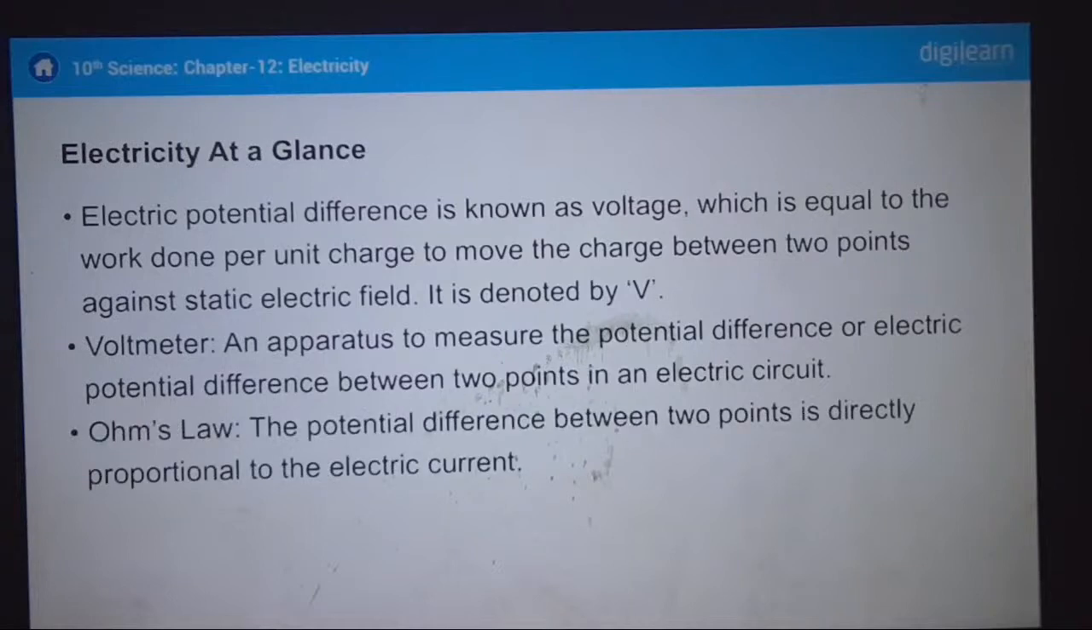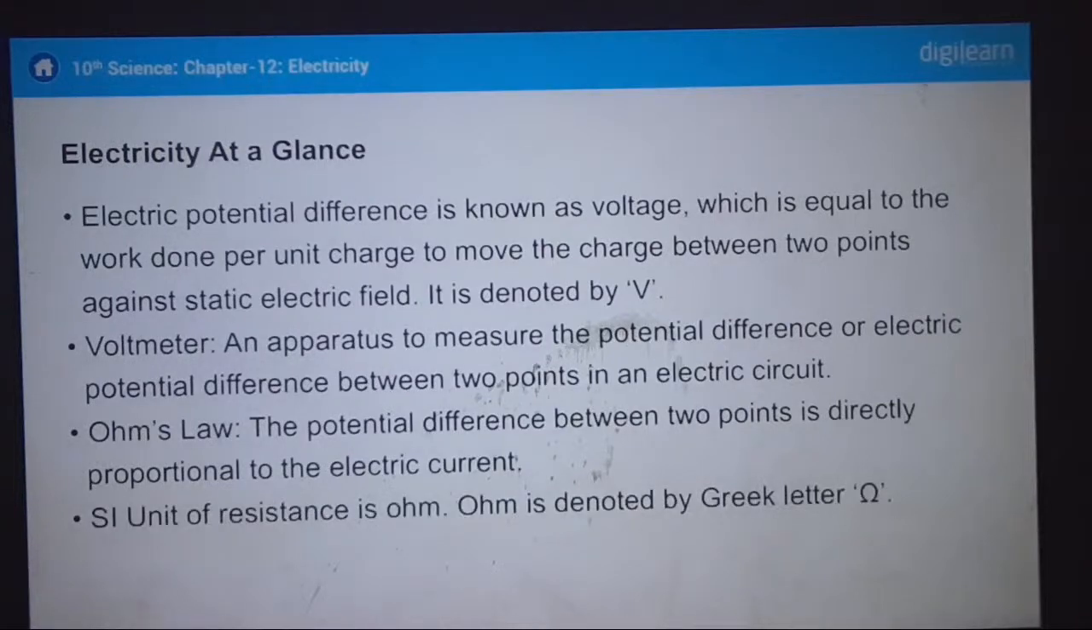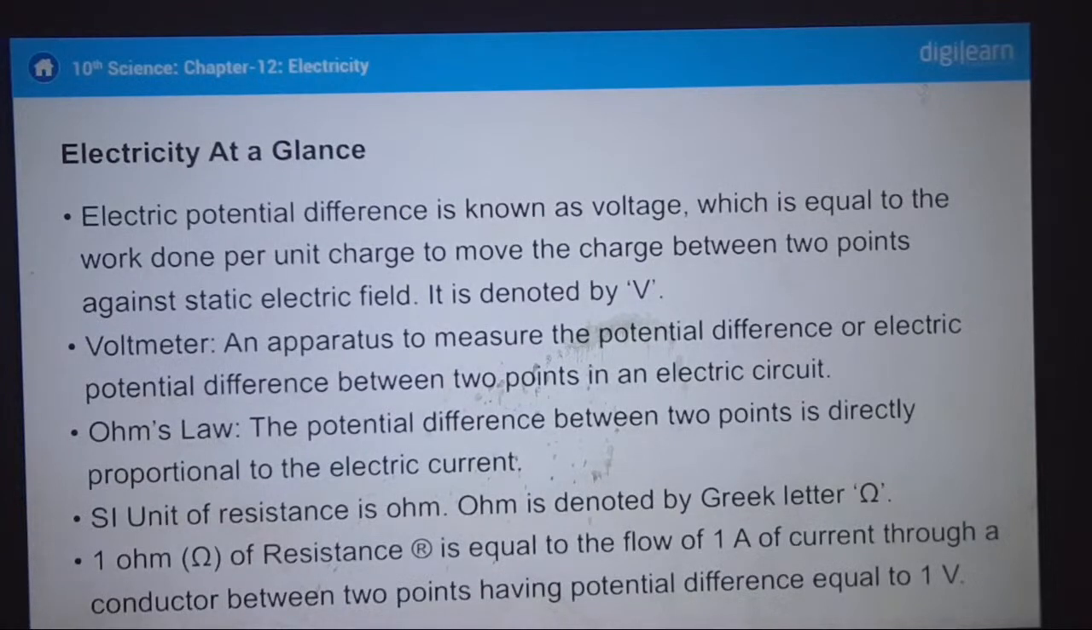Voltmeter, an apparatus to measure the potential difference between 2 points in an electric circuit. Ohm's law. The potential difference between 2 points is directly proportional to the electric current. SI unit of resistance is ohm. Ohm is denoted by a Greek letter. 1 ohm of resistance R is equal to the flow of 1 amp of current through a conductor between 2 points having potential difference equal to 1 volt.